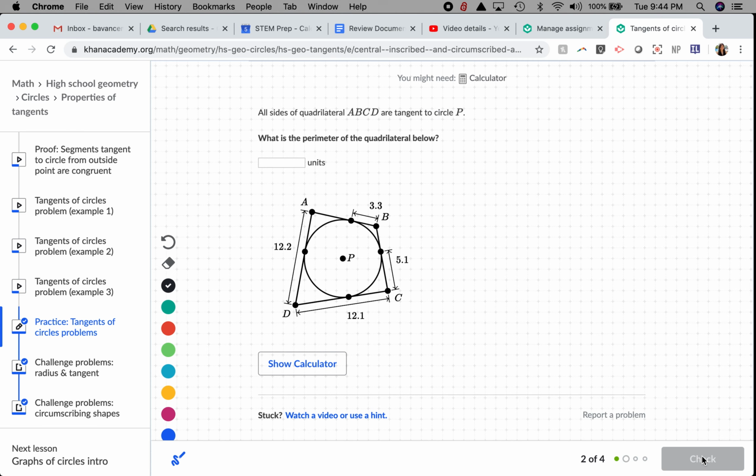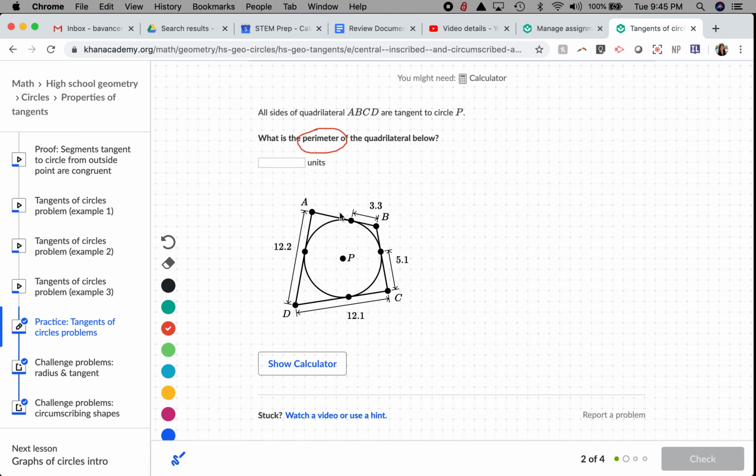Let's try another problem. All sides of quadrilateral ABCD are tangent to circle P. So we've got circle P right here, and we've got this quadrilateral around the circle. The question is asking us to find the perimeter of the quadrilateral. A perimeter means that you have to add all the sides and find its measurement.